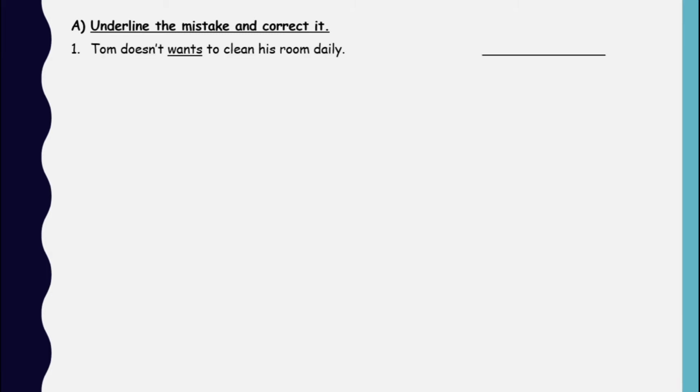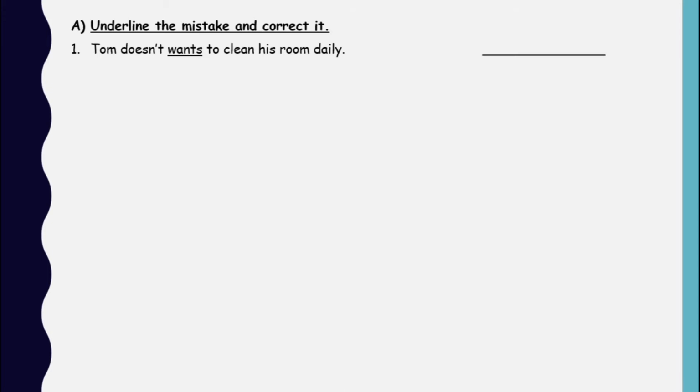Let's start with number 1. Tom doesn't want to clean his room daily. Let's read. Daily. What does the word daily mean? Daily means something that you do every day. So, every day or daily, do you think it belongs to the present continuous or the past simple or the present simple tense? Excellent. It's the present simple tense. Okay. So, let's look here for the mistake.